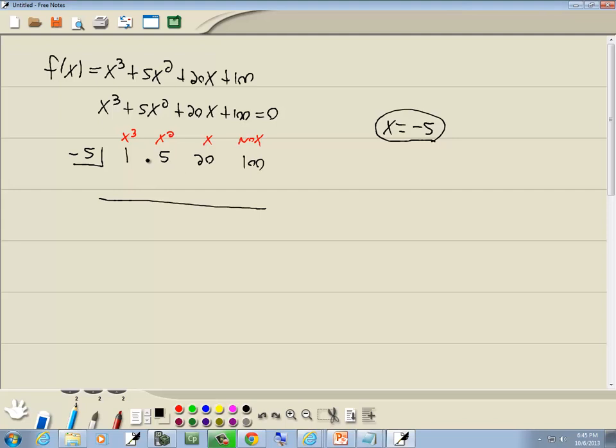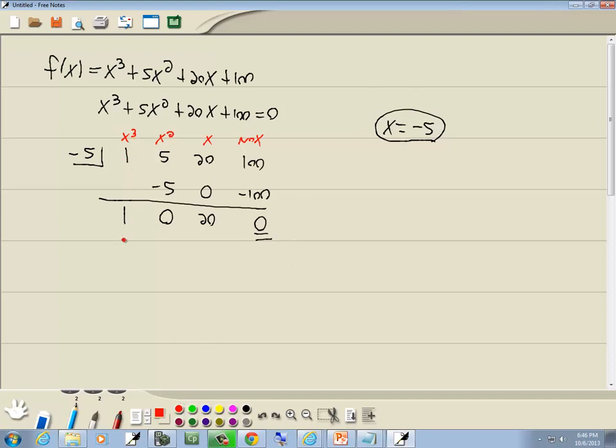Now we will go through a series of adding and multiplying over and over until we're done. 1 plus nothing is 1. Then you multiply the number in the box by the number you just put down there. Negative 5 times 1 is negative 5. Add. 5 minus 5 is 0. Multiply the number in the box by the number we put down there. Negative 5 times 0 is 0. Add. 20 plus 0 is 20. Multiply. You always multiply the number in the box by the number you put down there. Negative 5 times 20 is negative 100. Add. 100 minus 100 is 0. Now we get 0 as the remainder, which means we found an answer, which we knew. The calculator told us it was an answer.